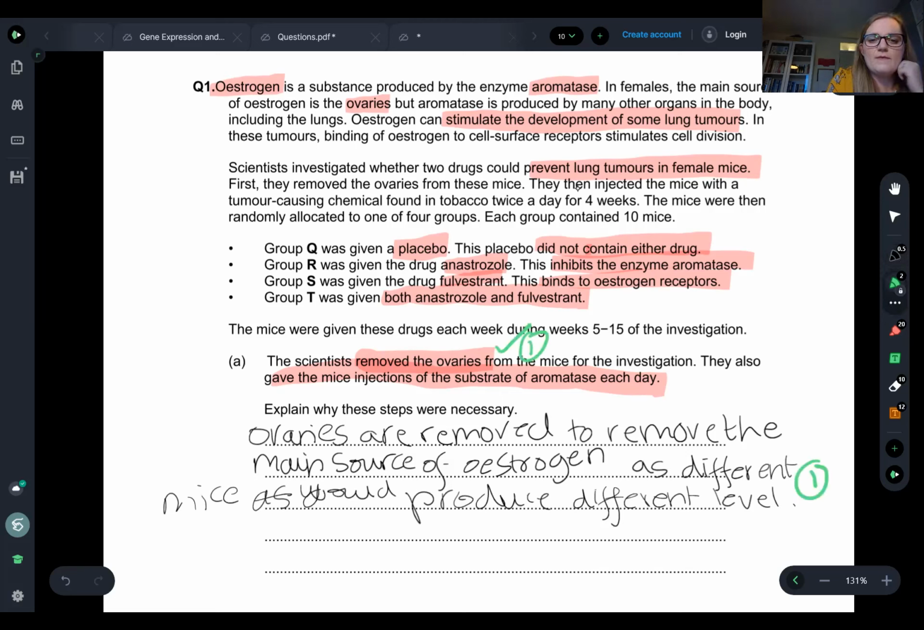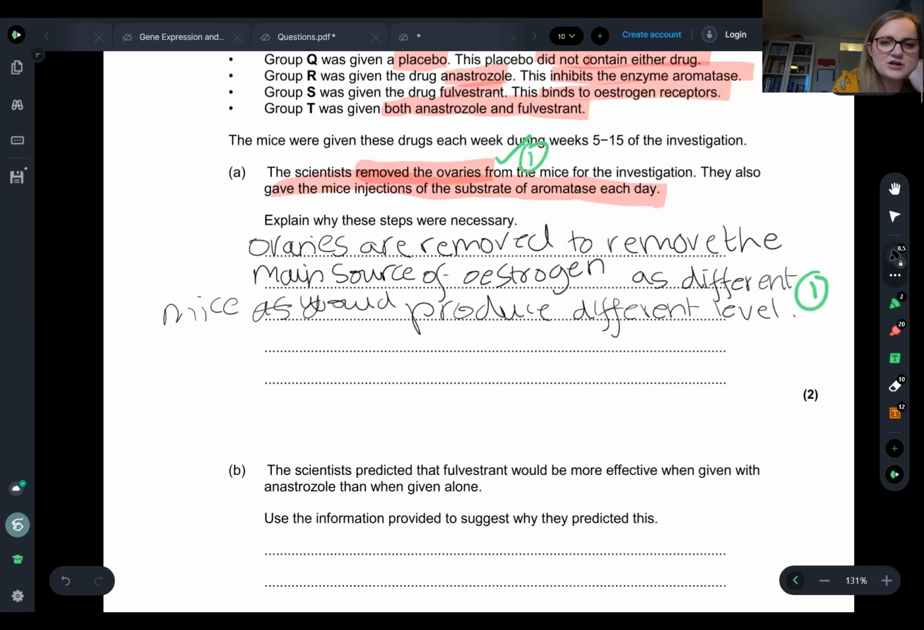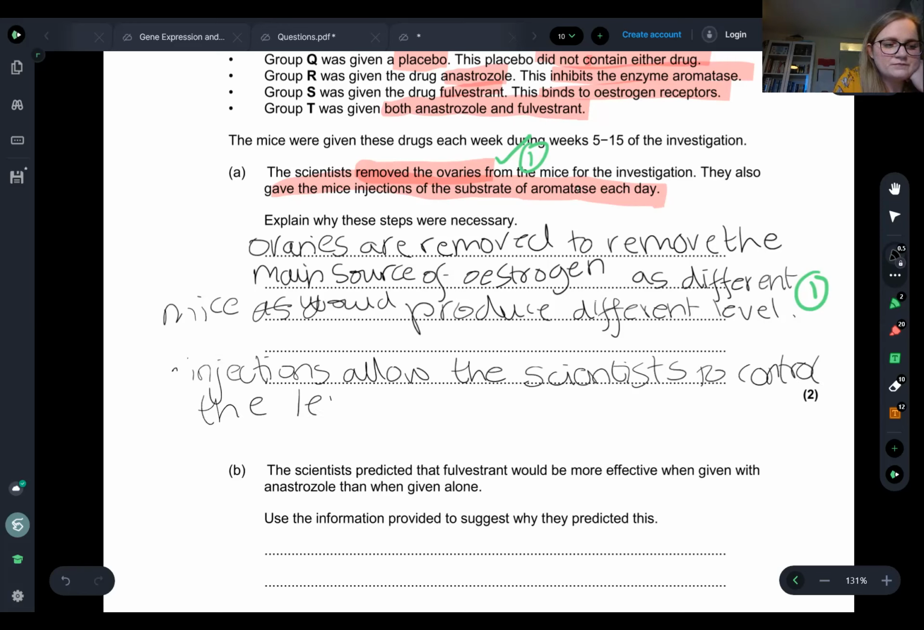Now we need to say why we're giving the mice the injections of a substrate of aromatase each day. Well, that's so that we can control that amount of estrogen. So for that second part of the question, the injections are going to allow the scientists to control the level of estrogen. And then that would give you the 2nd mark.